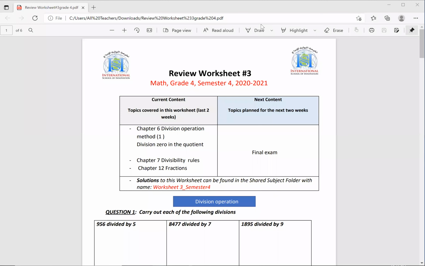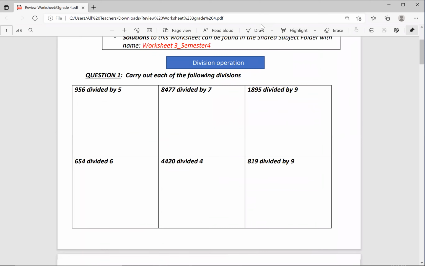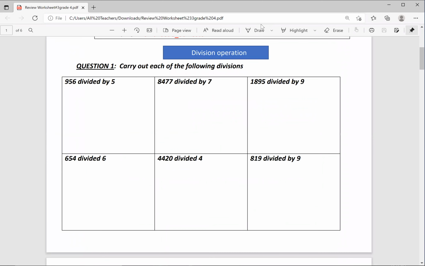Hello, grade 4 students. In this video, we're going to solve our third review worksheet for our final exam. So in this worksheet, we're going to solve the exercises. I'm going to start with the first question, where you need to do this long division. So we have 956 divided by 5.